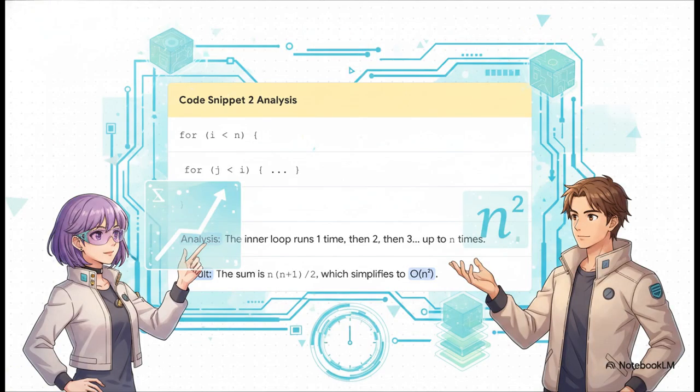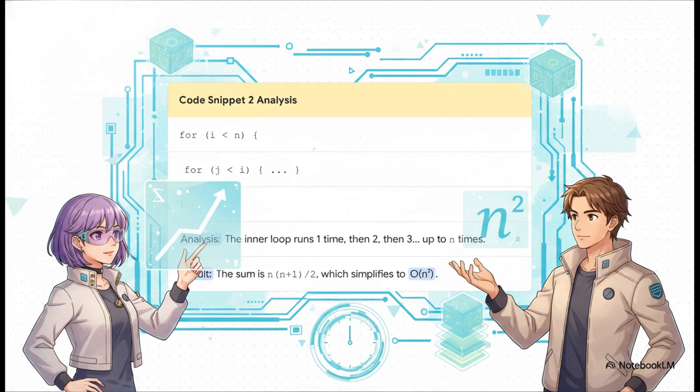The inner loop here runs up to i. So it runs once, then twice, then 3 times, all the way up to n. Now, if you remember from math class, the formula for that sum is n times n plus 1, all divided by 2. If you expand that out, you get n squared plus n, divided by 2.